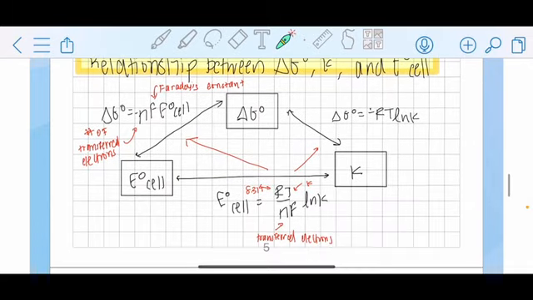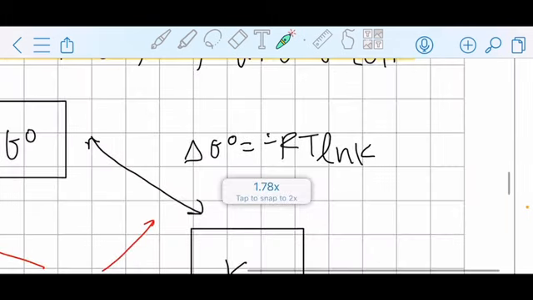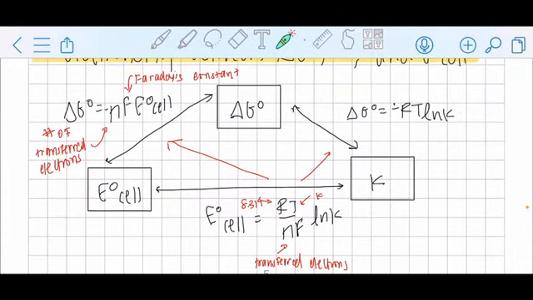The relationship between G, K, and E cell. So going from G to K, we already know that the change in free energy is equal to minus RT ln K. But going from G to E cell, the change in free energy is equal to minus N, which is the number of electrons, times F times E cell. And F is Faraday's constant.